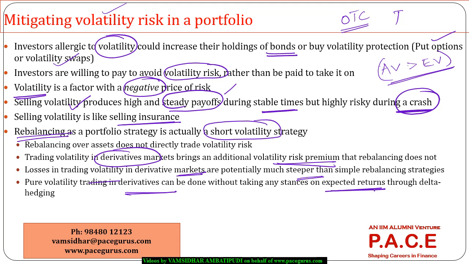There are two major ways in which I can mitigate the volatility risk. One, I can take the help of the derivatives market for reducing the volatility risk. Two, I can play on the rebalancing as such. So depending on the situation, appropriate strategies can very well be thought of and implemented.